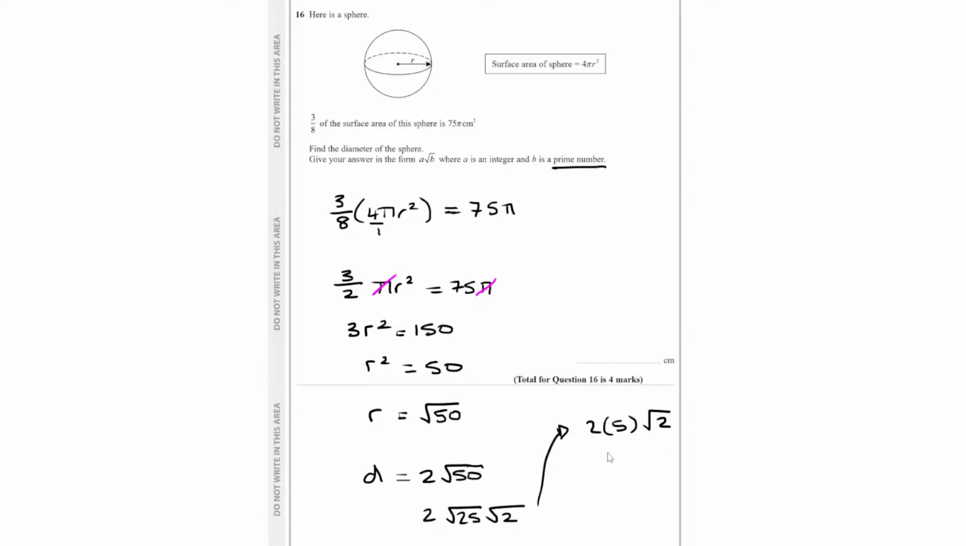I'd have to multiply 2 by 5, which is 10. Now 2 is a prime number, isn't it? And 10 is obviously an integer, so that would be my answer, 10 root 2. Okay, so just double check, have I actually answered the question in the format they've asked for as well? 10 root 2.